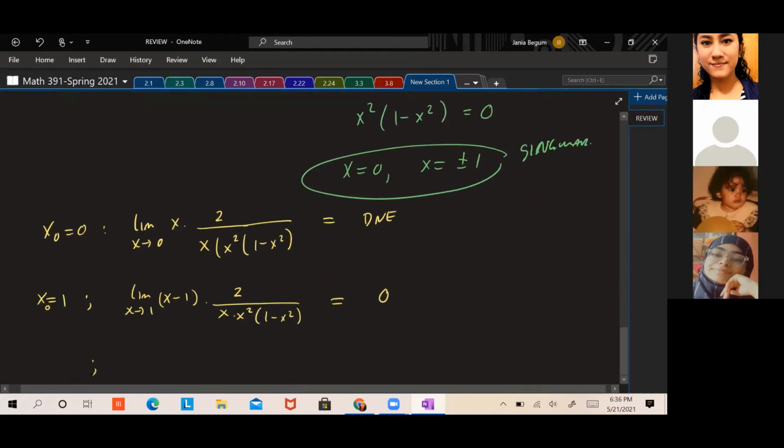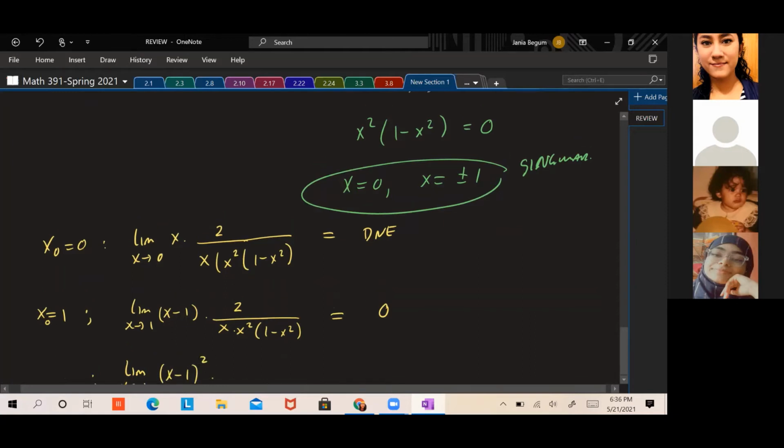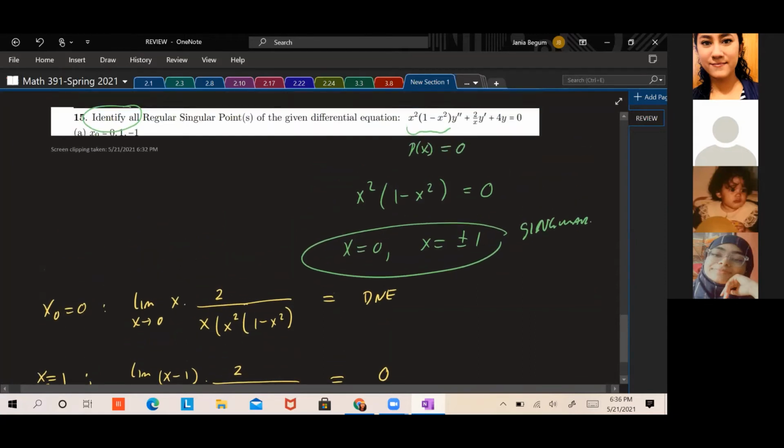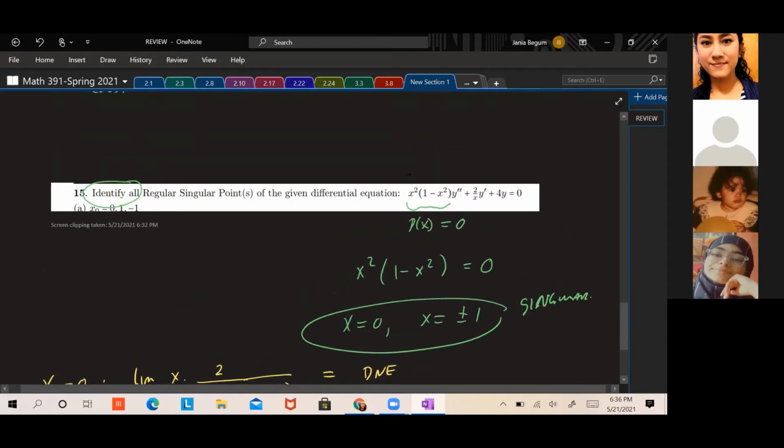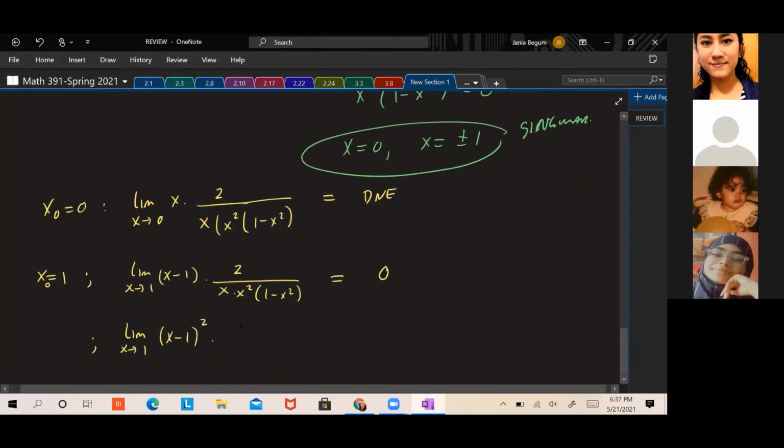Now we move on to the next limit, making sure that it's also a finite value. As x approaches 1 of x minus 1 squared times r, which is the last function, that's 4. Sorry, I didn't label these. This is p, this is q, and this is r. So r is 4, so we have 4 over p, which is x squared times 1 minus x squared. And then what is this limit?